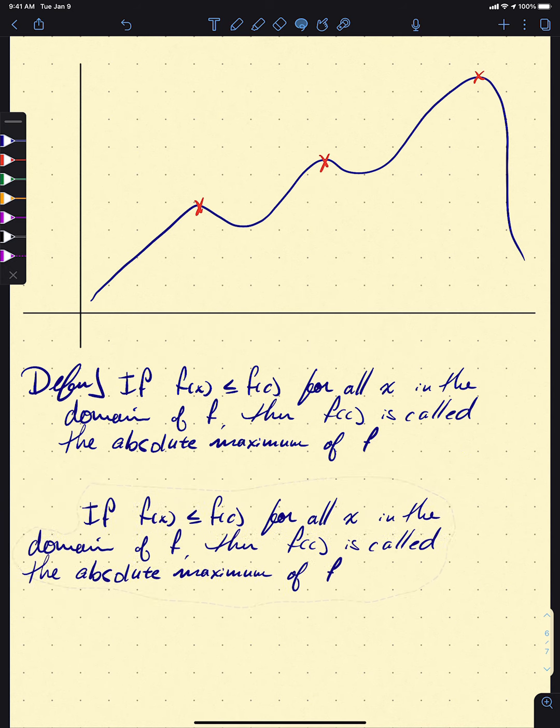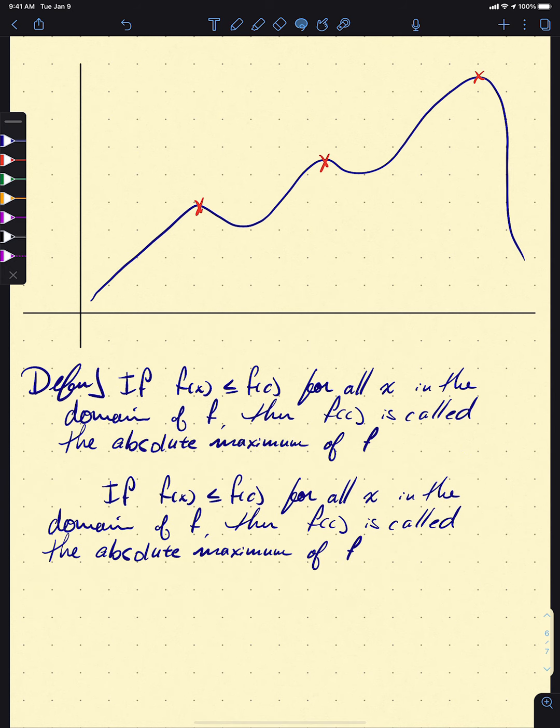And then of course there's the carbon copy definition. If I flip my sign, if f of x is greater than or equal to f of c for everything in our domain, well, then that would make f of c our absolute minimum.